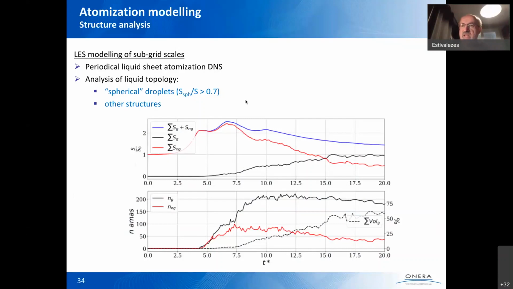So not everything is so clear for us yet. It's really the work we are doing now. Here you can see in blue the spherical part of the droplets and the non-spherical part, which can be other blobs or ligament. So you can see during time how these quantities are evolving during the simulation.